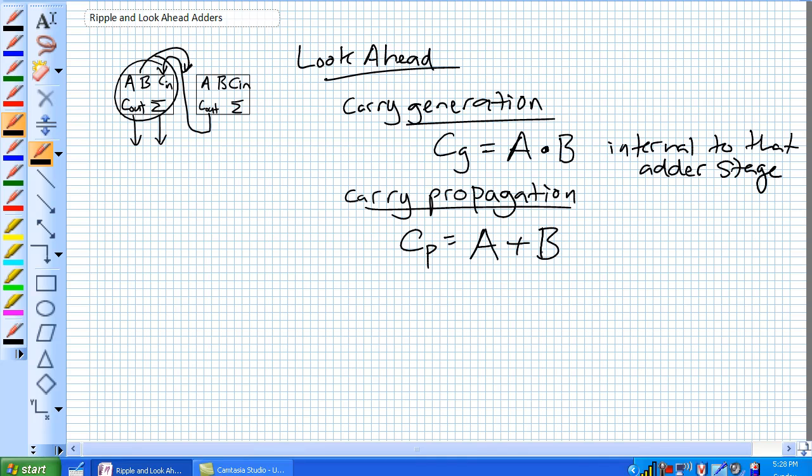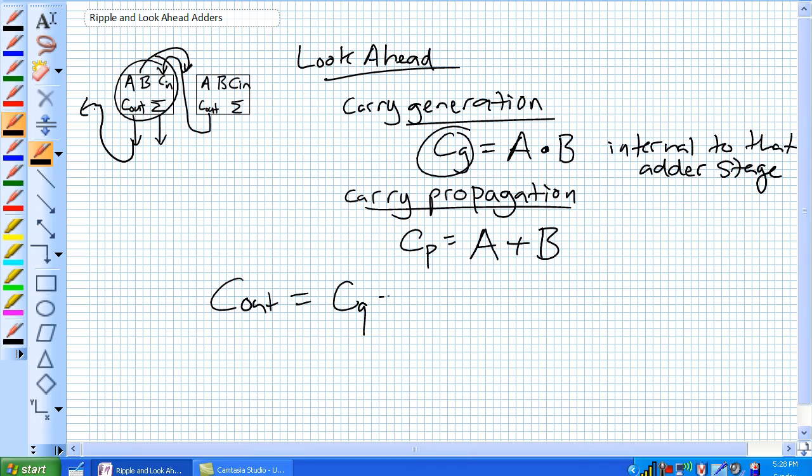So how do these two terms relate to the actual carry out? Well, carry out, which is the carry in for the next stage, is going to be the carry generated, or it's going to be the carry propagated and the carry in equal to one. So basically, carry out is a one if it's generated internally, or if it's going to ripple through and that ripple happens to be one. Dig it? That's the basics of a look ahead adder, and I'll show you how they're hooked up here. Remember, the carry out is dependent on what's generated internally, the propagation, and what's coming into it. So there's three things.